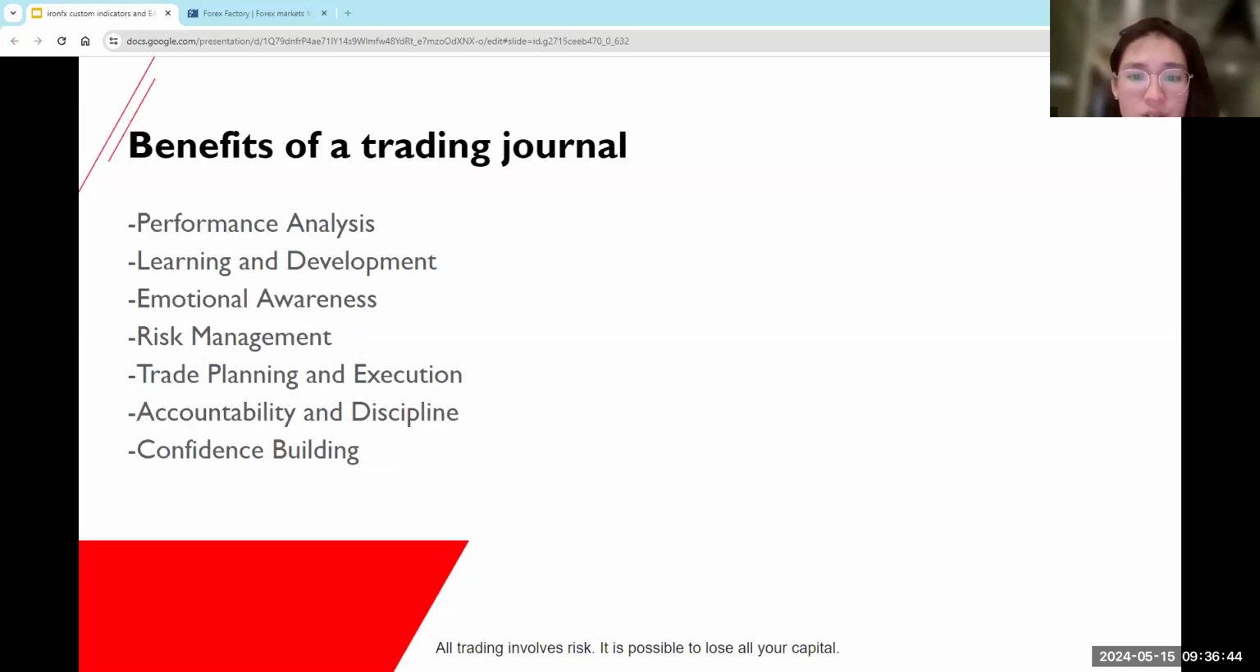Some benefits of using a trading journal include performance analysis, which allows you to analyze your trading performance in a systematic and objective manner. And secondly, learning and development. This is pretty straightforward, but basically it's reflecting and learning on your decision-making process, identifying errors or missed opportunities, which enables you to continually refine your trading strategy.